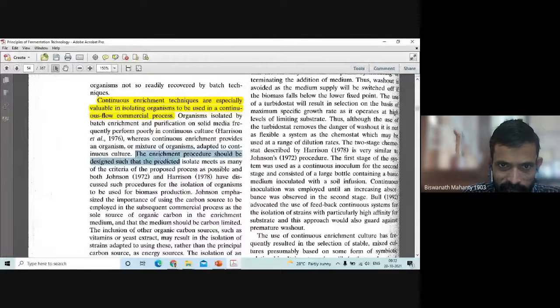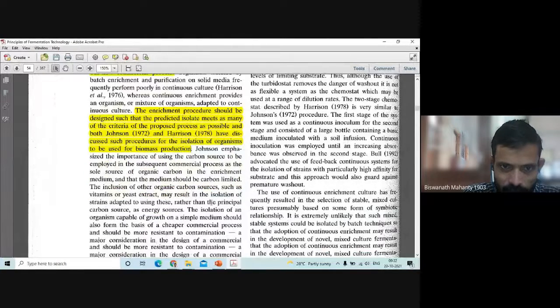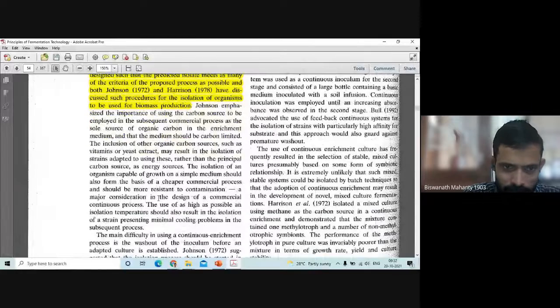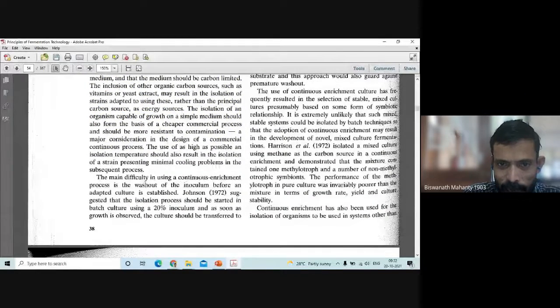The enrichment process should be designed in such a way that the predicted isolate meets as many criteria as proposed for possible successful isolation of the organism and production of biomass. So we must need to know. Inclusion of other organic carbon sources may also be included. The main difficulty is this.